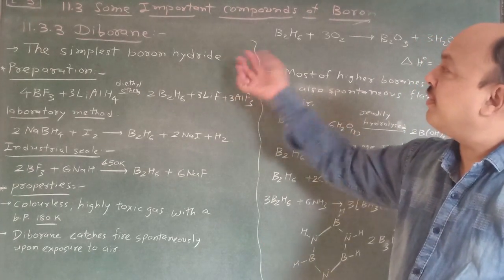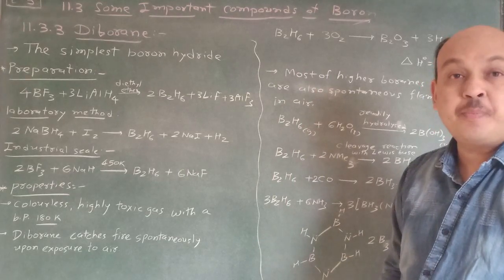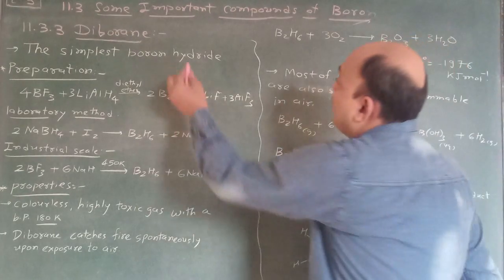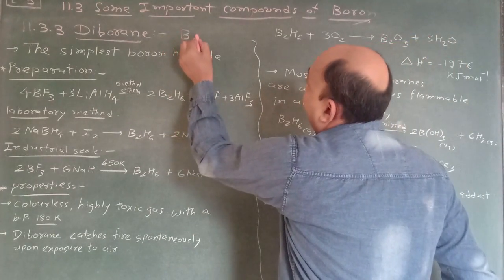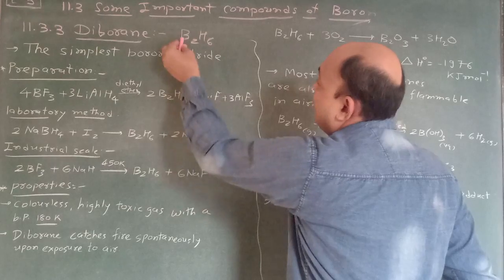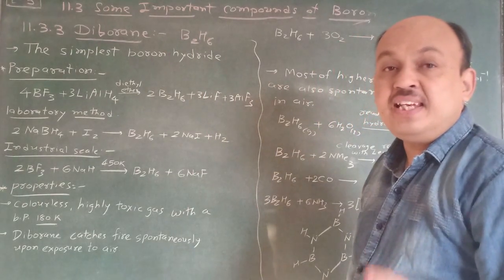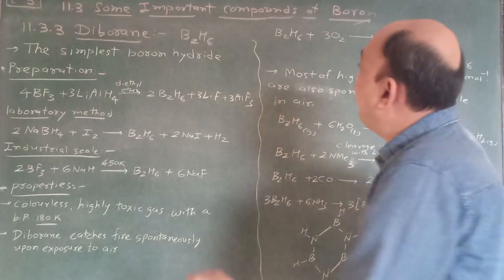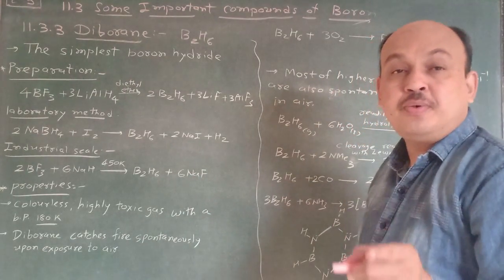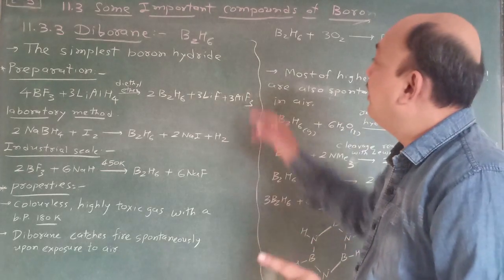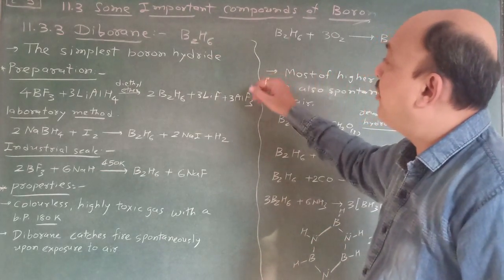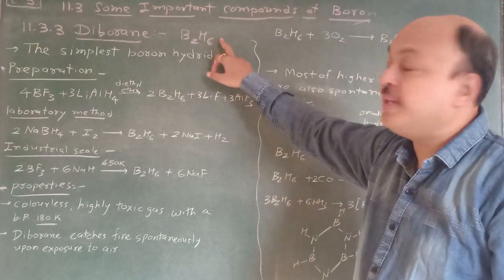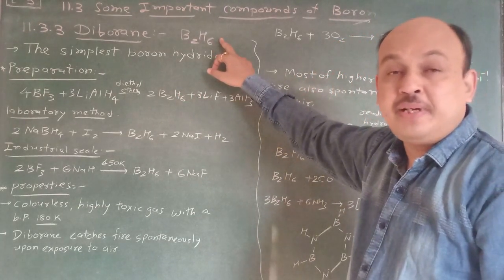Remember, here it is a very simple format of diborane. Di indicates 2 and boron is there, that's why it's B2. And the formula is H6. So the general formula is BnHn+4 or BnH2n+2. This is what we consider the general formula of diborane, and the simplest boron hydride is B2H6. Here you have to learn about B2H6.